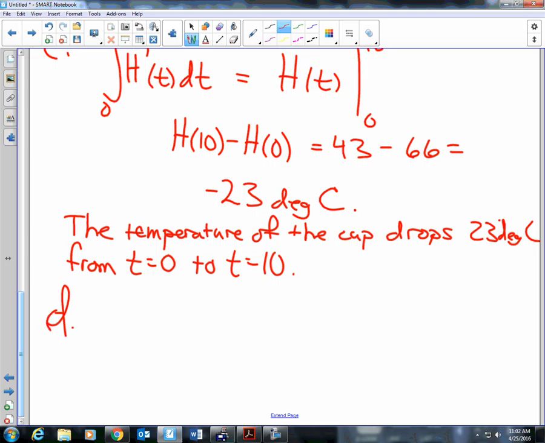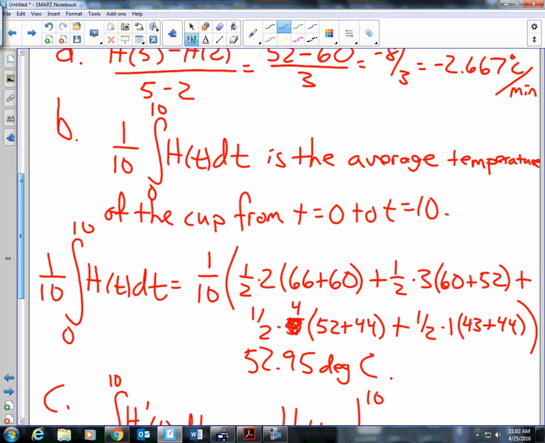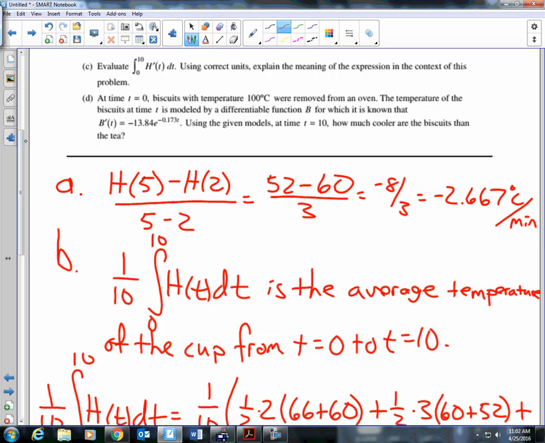And part D. At time t equals 0, biscuits with a temperature of 100 degrees Celsius were removed from an oven. The temperature of the biscuits at time t is modeled by the differentiable function b, for which it is known that b prime of t is equal to negative 13.84 e to the negative 0.173 t. Using the given models at time t equals 10, how much cooler are the biscuits than the tea?